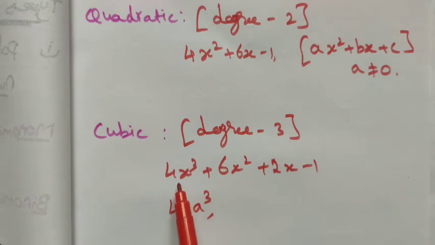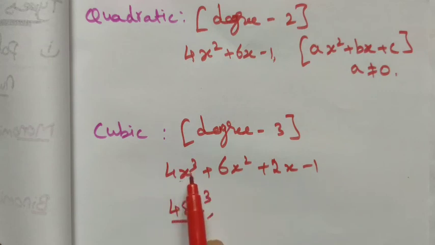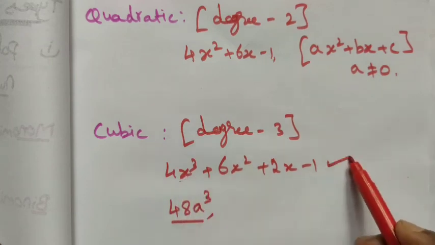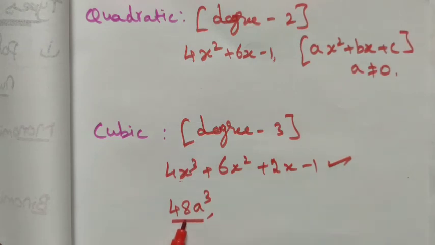For cubic, quadratic or linear polynomials, there is no need to write the terms in ascending order or descending order. This is also an algebraic expression. Here we have only one term, and in that one term the variable has power 3. This is also a cubic polynomial.